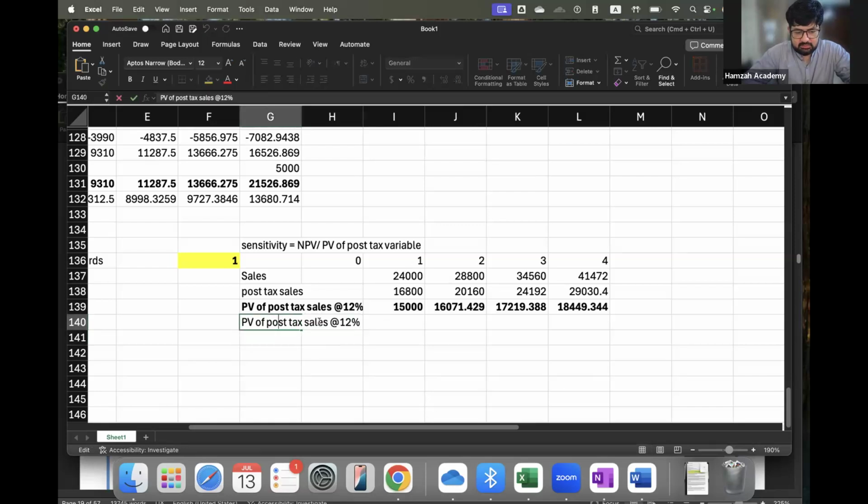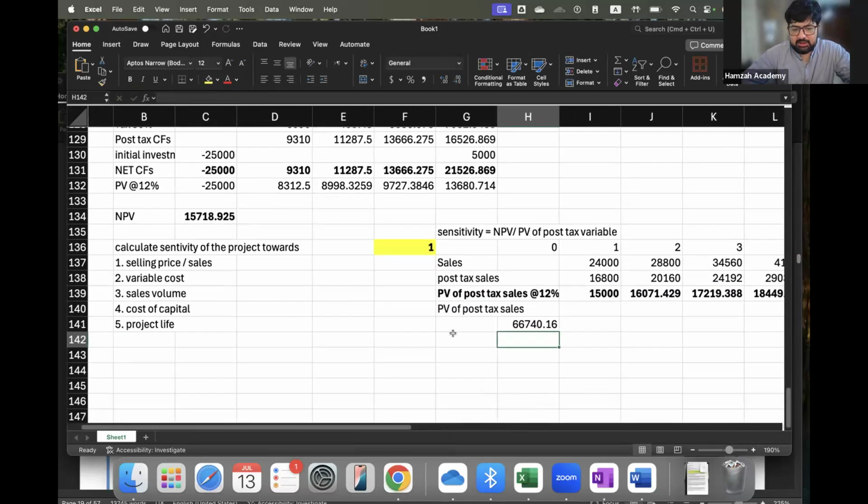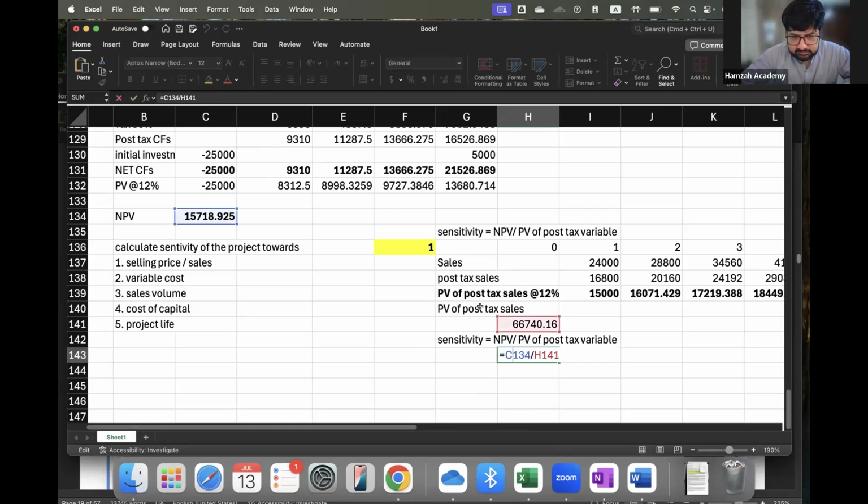So total. So total present value. Sum from here to here. Now applying the formula of sensitivity, this formula. So that is equal to NPV over sales. NPV over sales. So the answer is in front of you. How to interpret it?